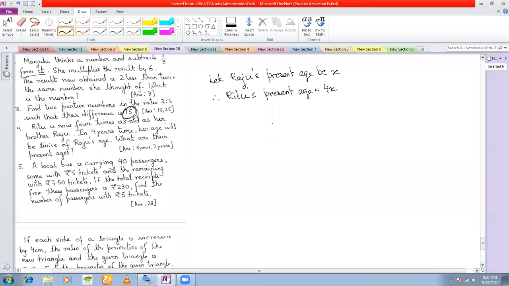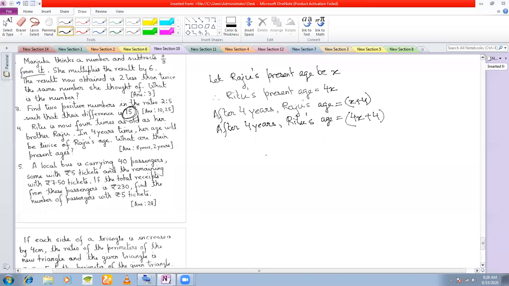Next, in 4 years' time, her age will be twice of Raju's age. So after 4 years, what should be Raju's age? After 4 years, Raju's age will be x plus 4. And after 4 years, what is Ritu's age? Ritu's present age is 4x, so plus 4, right?